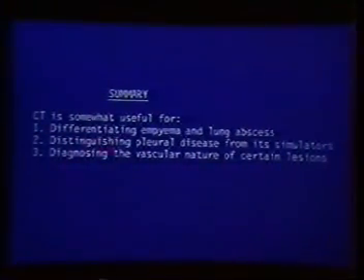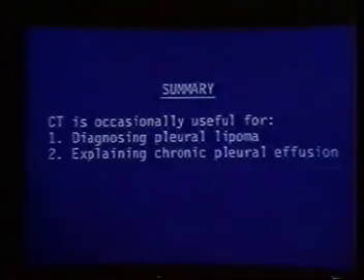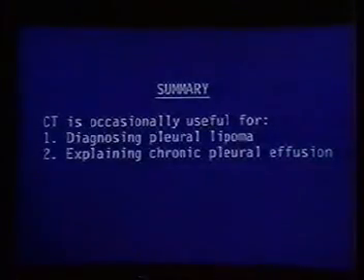I think CT is somewhat useful for differentiating empyema and lung abscess, with the limitation that many of these cases can be differentiated just based on conventional radiographs, in distinguishing pleural disease from its simulators, although I think that's a relatively uncommon situation, and then in diagnosing the vascular nature of certain lesions. For example, AVMs or hemangiomas are easily diagnosed with CT in many cases because they're so vascular. CT is occasionally useful for diagnosing pleural lipoma, but as I've mentioned, that's a rare tumor.